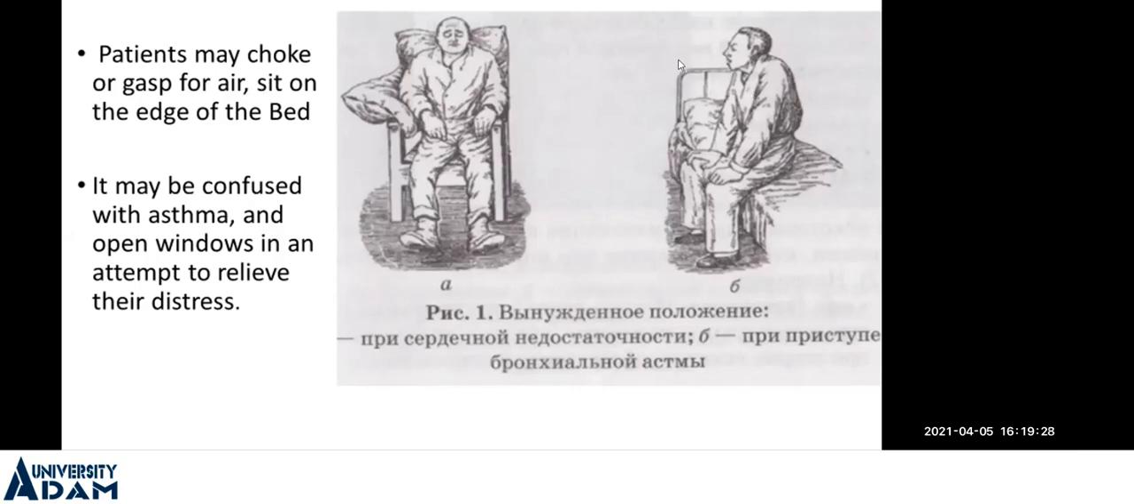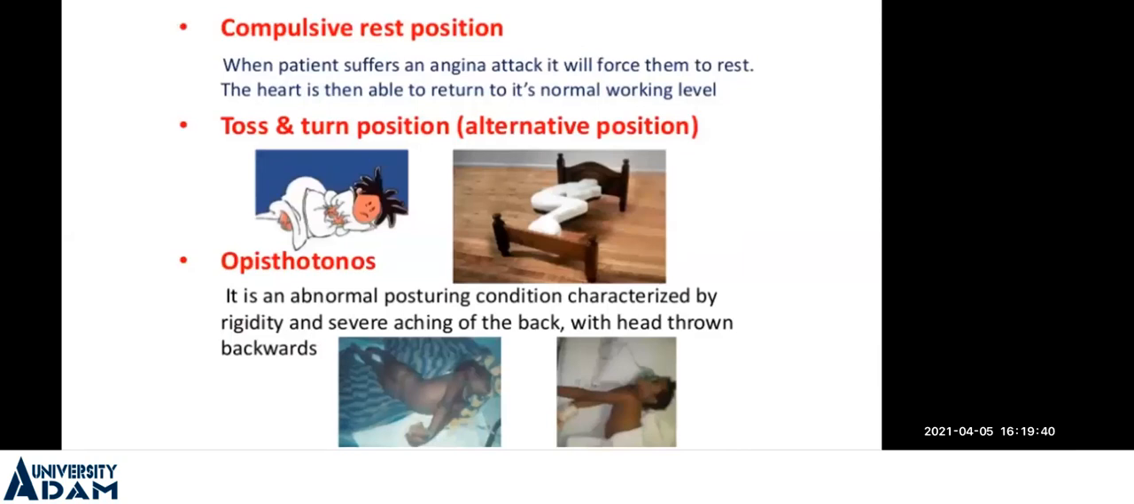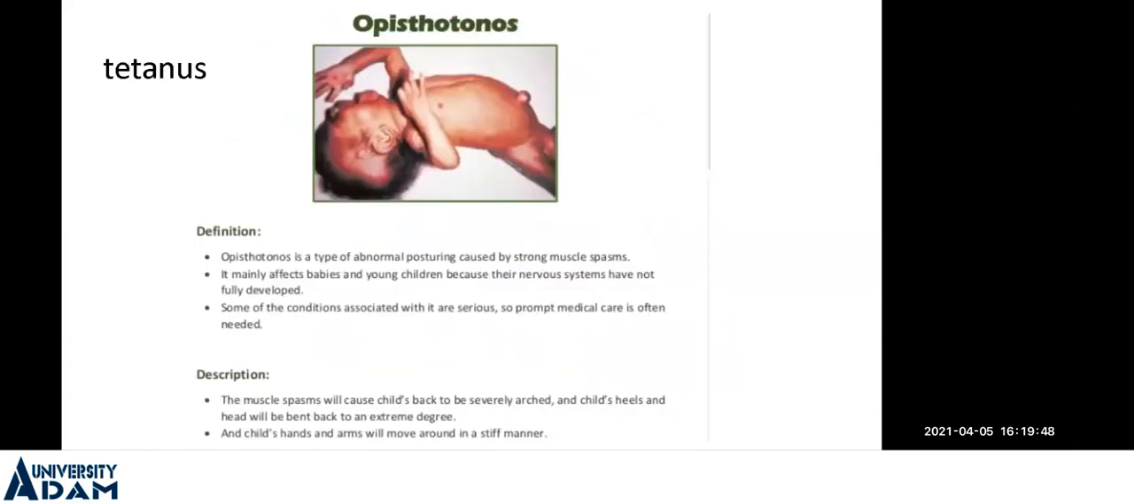Okay, is it understandable for you? Yes, ma'am. Okay. Next, we can also identify the squat down position, rest position, toss and turn position, opisthotonus. But these are positions you will study in the children's diseases subject. For me, the important ones are the previous three: side down, supine, and orthopnea positions.